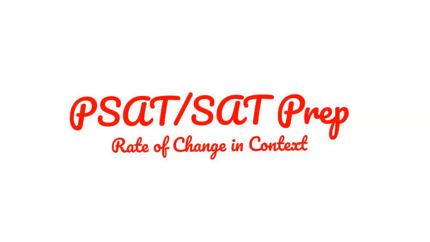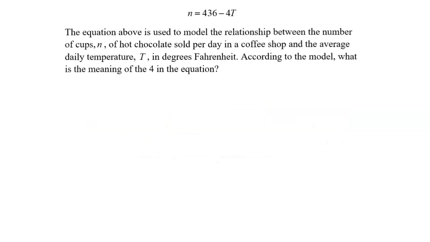In this problem on PSAT prep, we're going to take a look at how to interpret the rate of change of a linear function in the context of a real-world problem. In this particular problem, we're given the equation n is equal to 436 minus 4t.